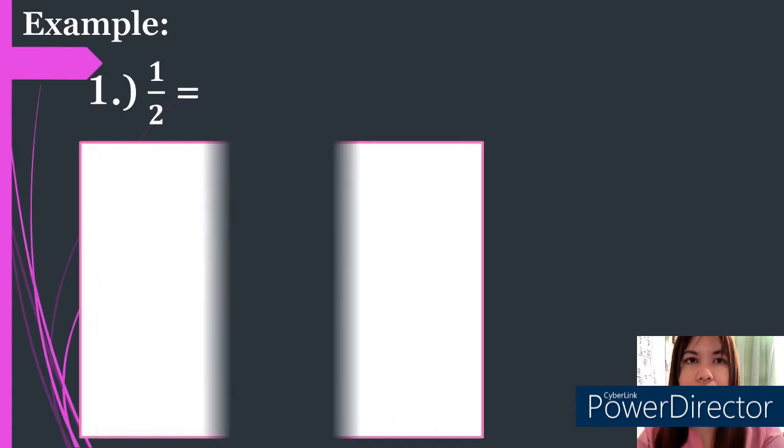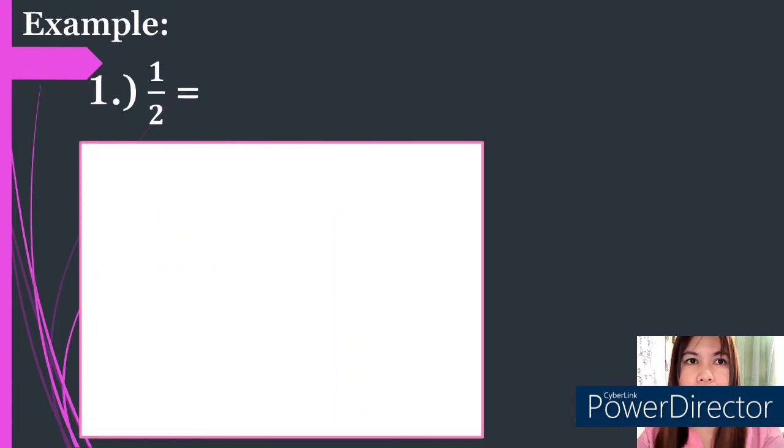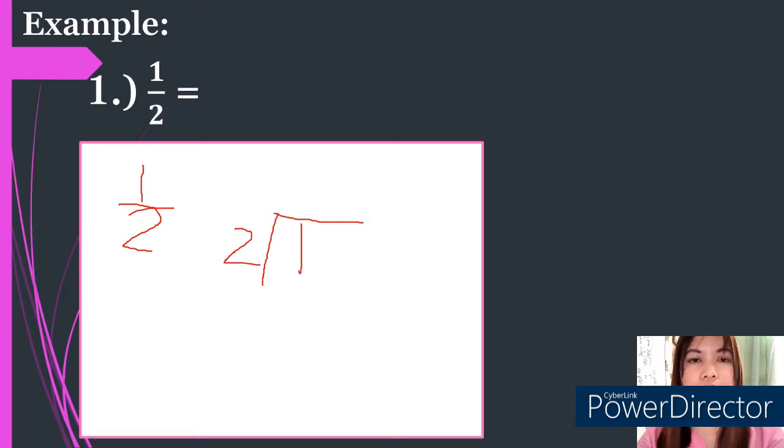Okay, so we are going to divide 1 by its numerator. So 1 divided by 2. Okay, so 1 divided by 2 is 0. And then we write the decimal point here and align it. And now we're going to add 0.